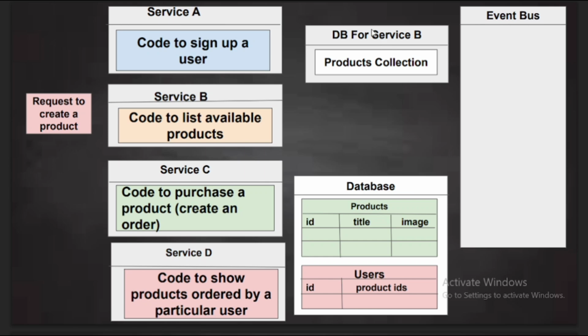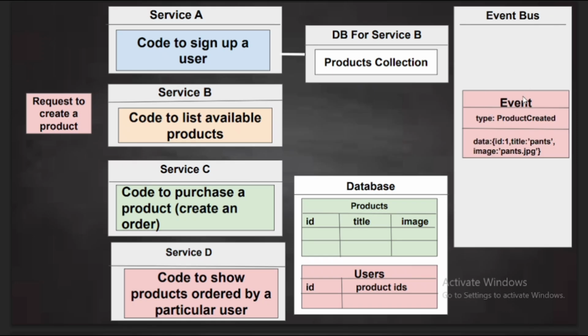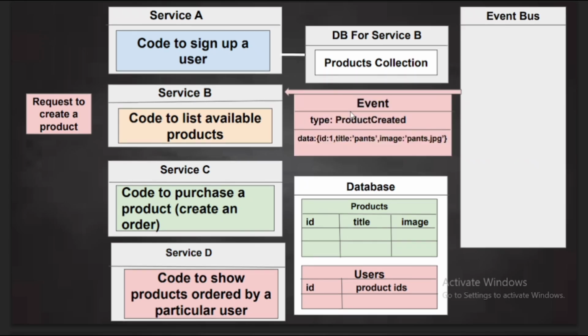Here is the key. Service B would also emit an event over to our event bus, and that event might have a type and data. So it flows over to our event bus from service B. The event bus would then take that event and send it off to an interested service. In this case, that would be service D. So it flows down to service D.